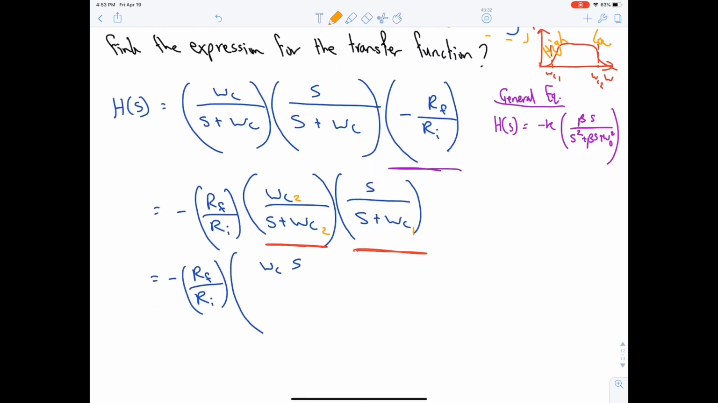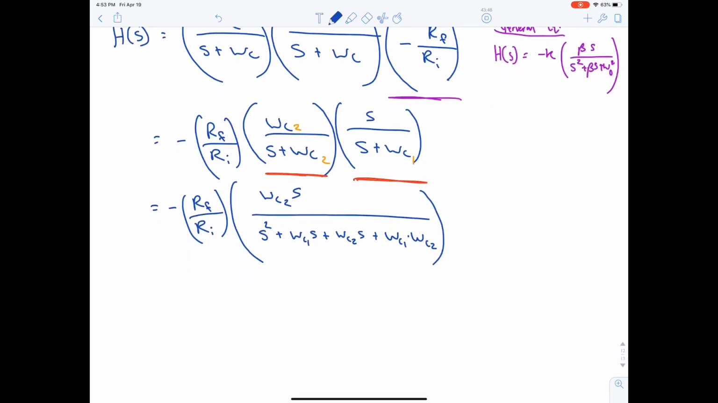Okay, so here we have actually omega c2 s divided by s squared plus omega c1 s plus omega c2 s plus omega c1 multiplied by omega c2. Okay, now we said that beta in active bandpass is equal to what? Omega c2, right? And what is this? This is actually beta. This is beta. And we said this is what? This is k. Okay.